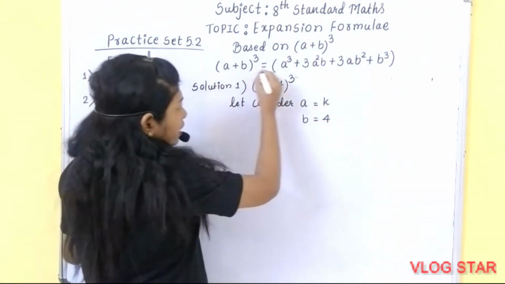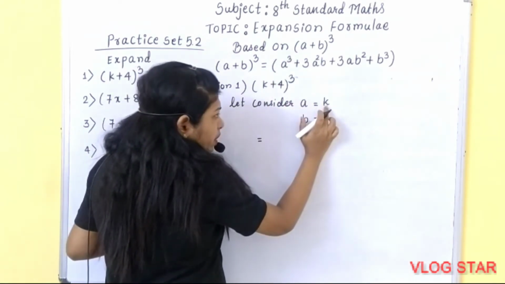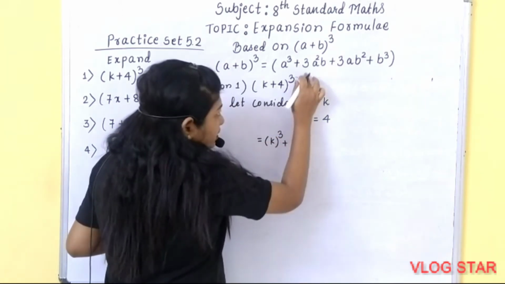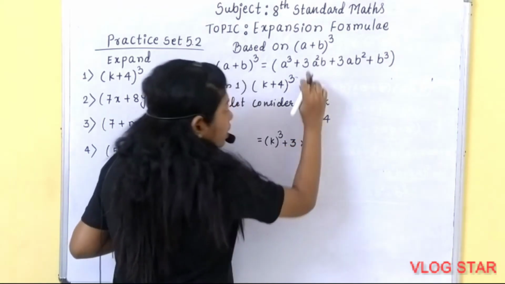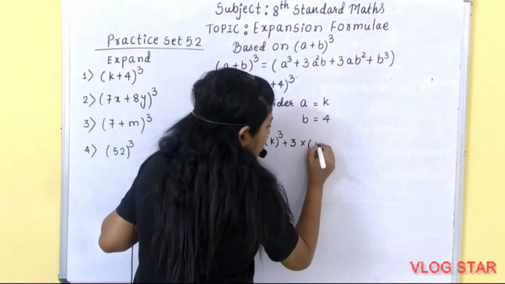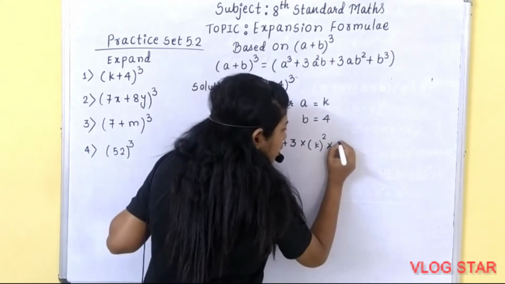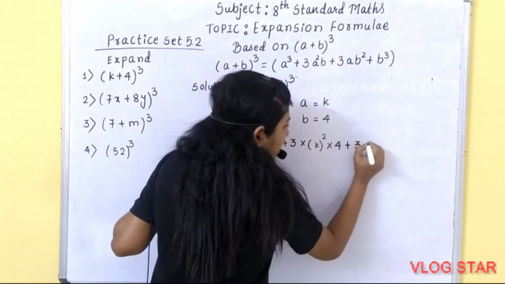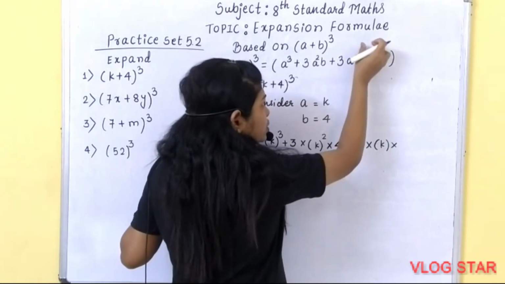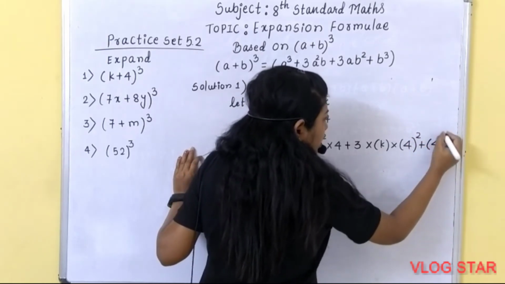a is equal to k and b is equal to 4. Am I right? If you are going to use this formula, a cube, we have considered a is equal to k. So how do you represent? k cube plus 3 as it is into a square, so k square into b, which in this case is 4, plus 3 into a, which is k, into b square, that is 4 square, plus 4 cube.